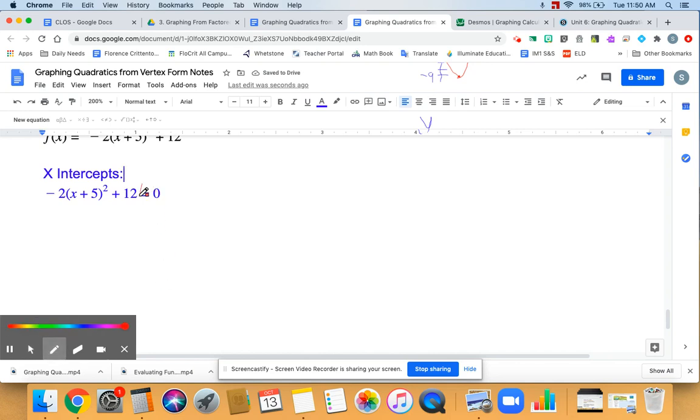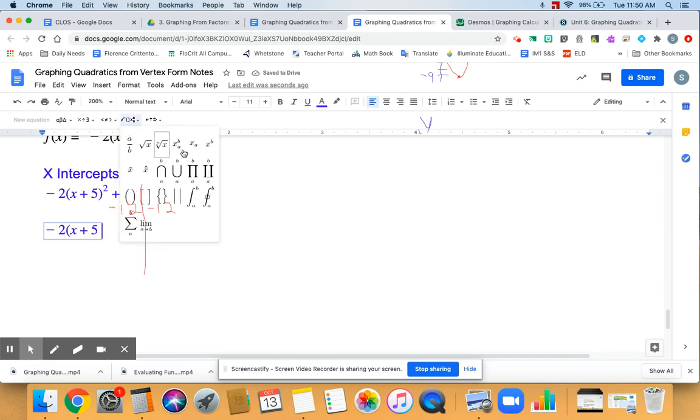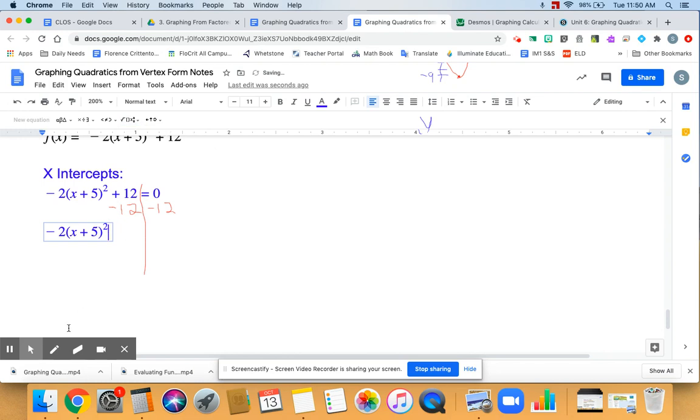So when I solve for x, what's my first step? To get rid of this plus 12 by minusing it away to both sides. So now I have -2 parentheses x plus 5 being squared. The plus 12 minus 12 cancels and eliminates. But then over here, 0 minus 12 is negative 12.